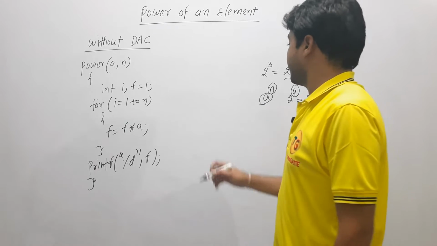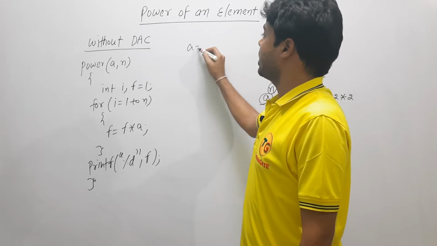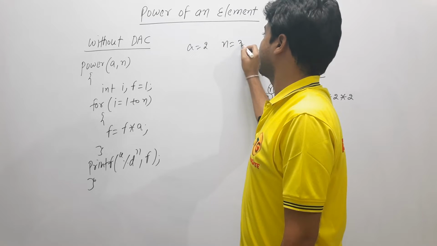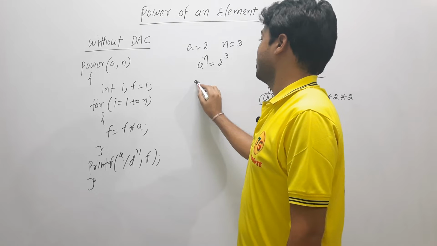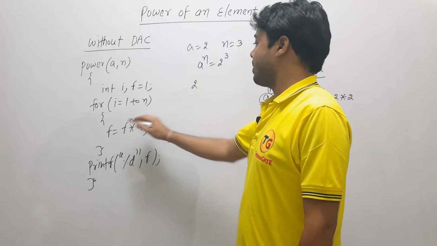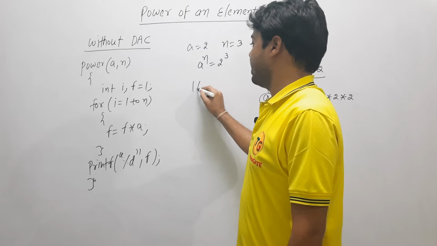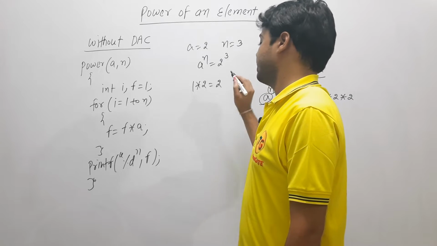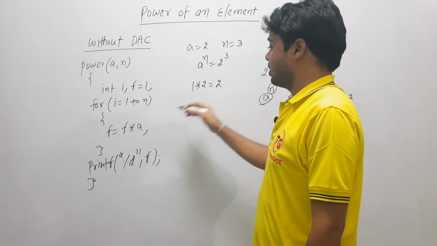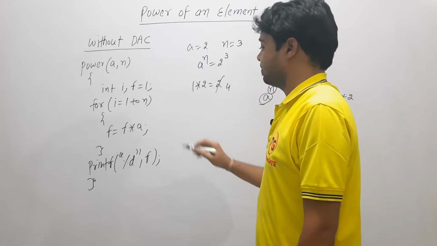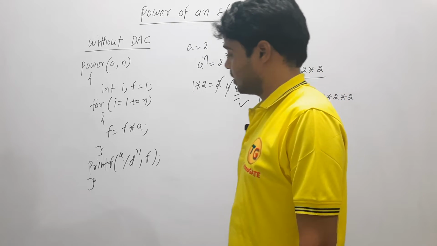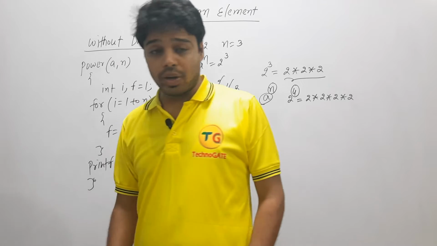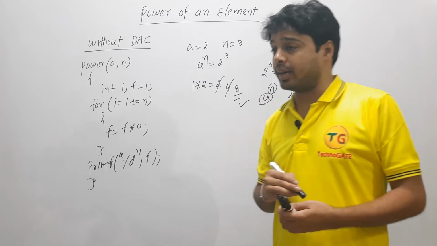So here a is 2, n is 3. So a raised to power n means 2 raised to power 3 here. So it is 2 initially, f is 1 here. So 1 into 2 is 2 here. The next is 2 into a again, 4. The next time, third time, 8. So this is 8. Okay, so it's a without divide and conquer here.